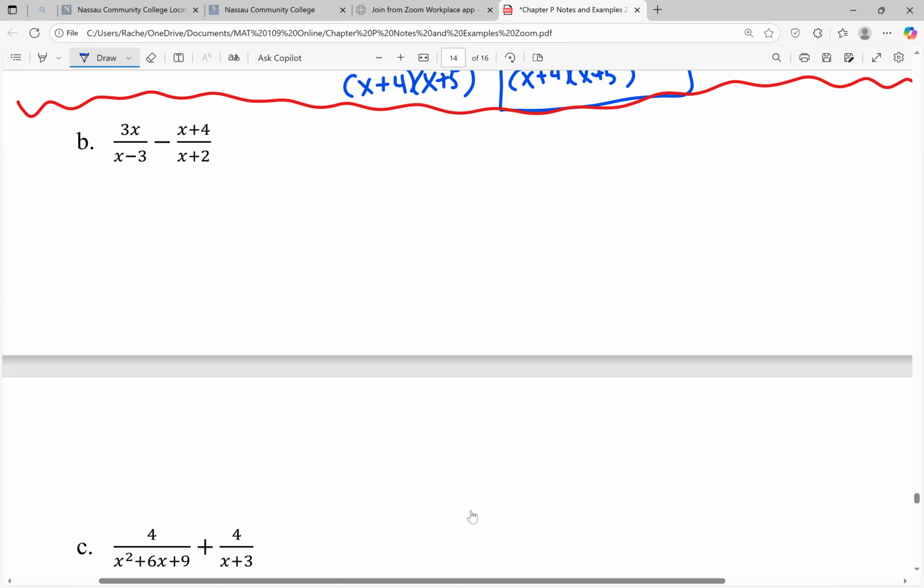So I have two different factors, right? In the first fraction, my denominator is x minus 3, and my other denominator in the other expression is x plus 2. So I have two different factors, so I'm going to take the product to make the LCD. So my LCD in this case is going to be x minus 3 times x plus 2. So we want to write two equivalent fractions that have a common denominator of x minus 3 times x plus 2.